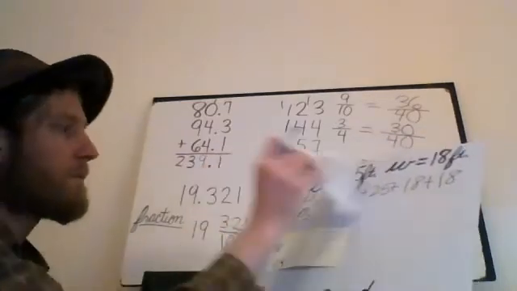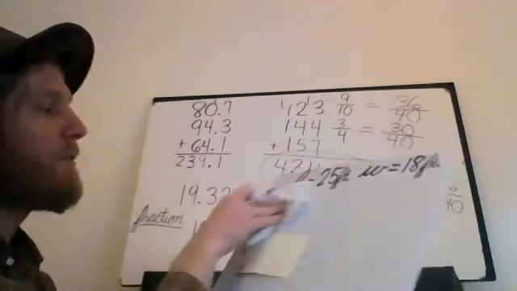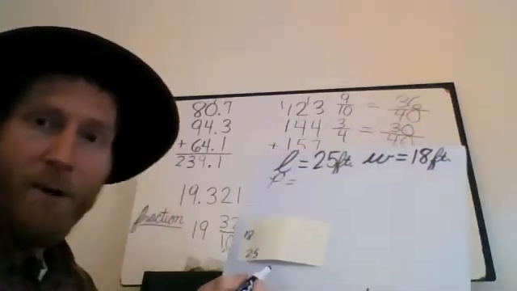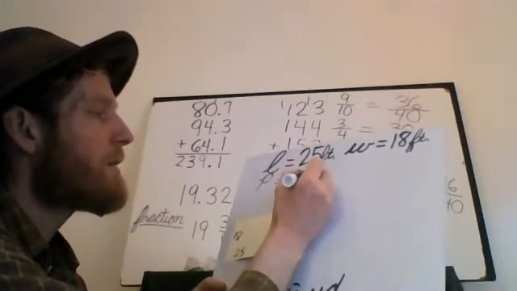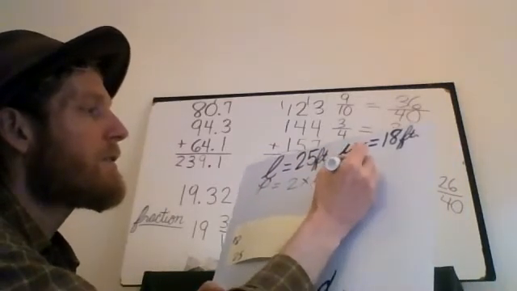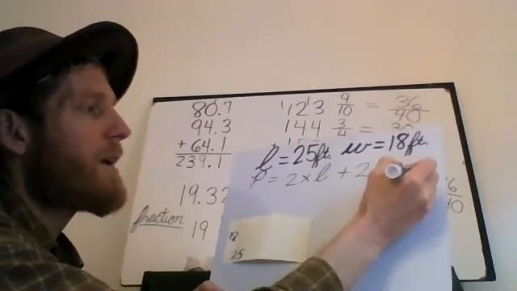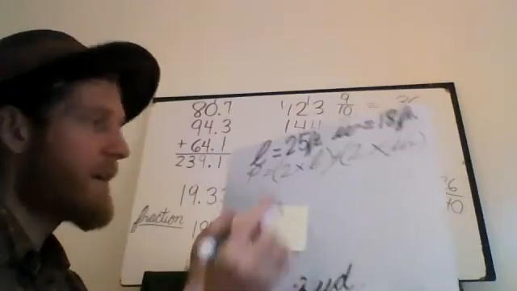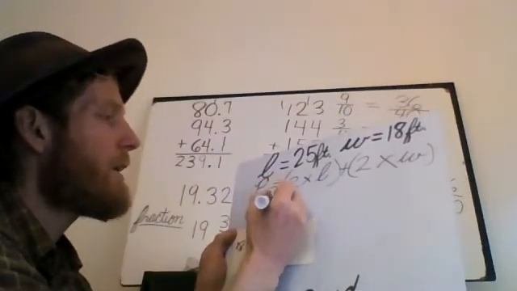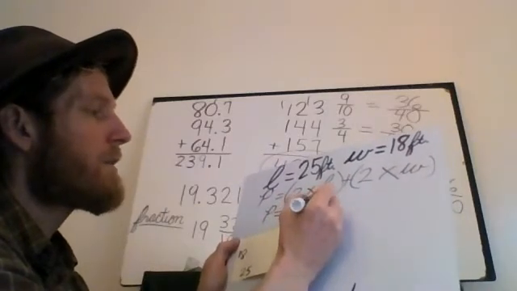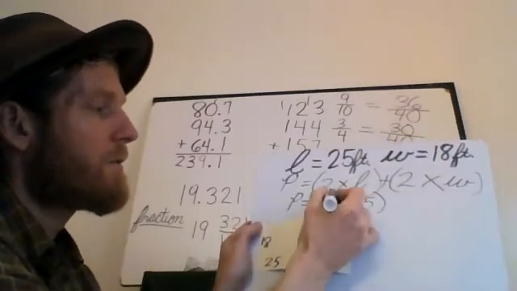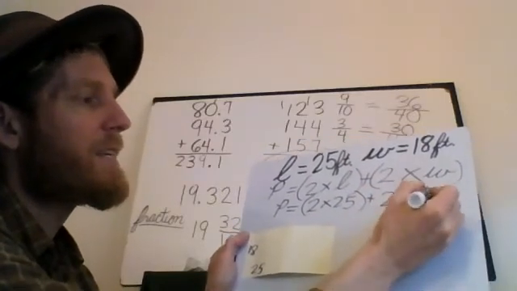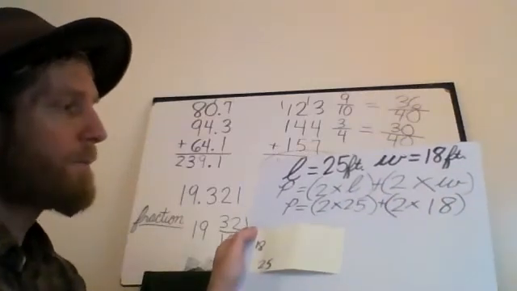Or we could do our other formula. P equals, which means perimeter, equals 2 times the length plus 2 times the width, W. And I like this formula. I just like that one. P equals 2 times 25. Can you see that okay? Plus 2 times 18. See?